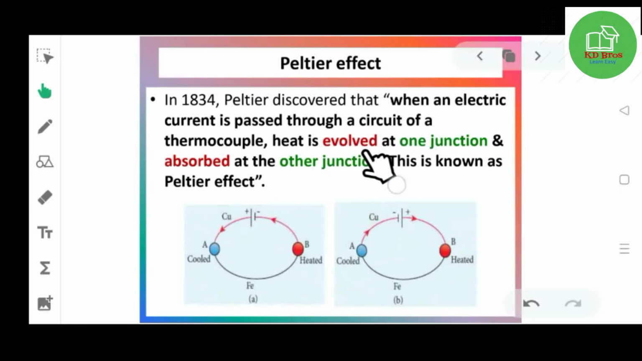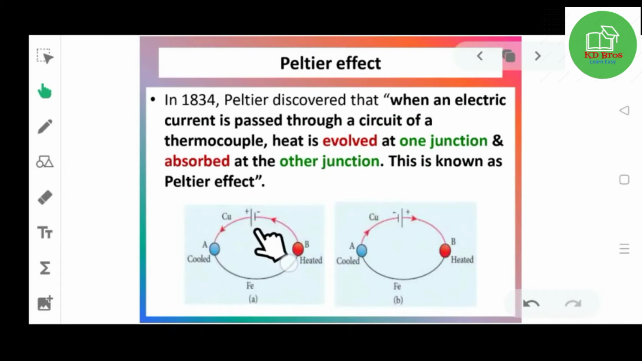Okay, so what is called Peltier effect? Write a short note on Peltier effect means you have to write this statement and draw this diagram. So here there are two dissimilar metals we have taken. One is copper and another one is iron, and between these they have applied the potential.